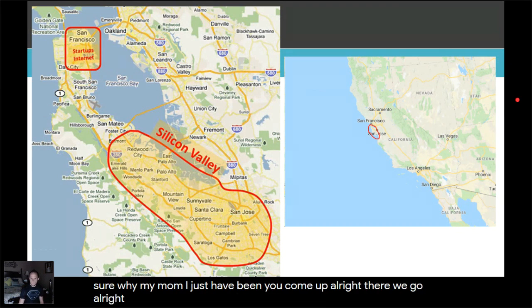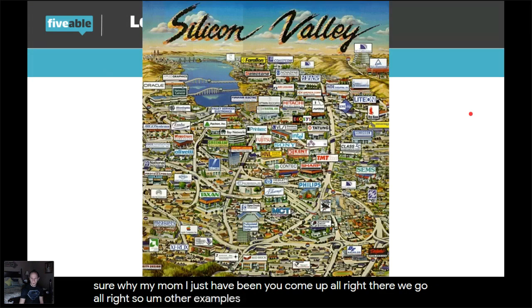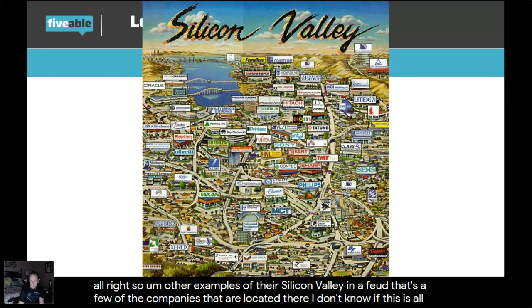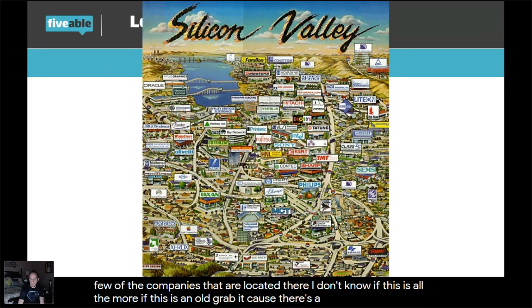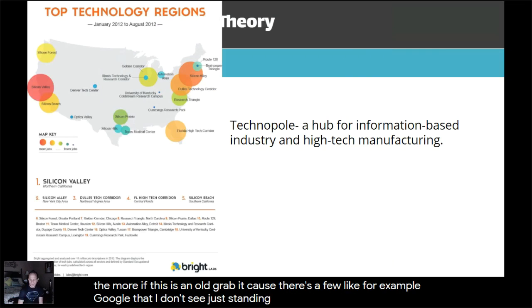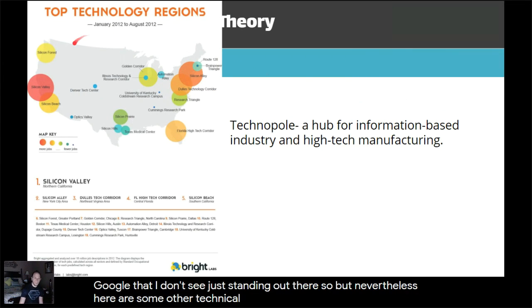All right, so other examples of where there's Silicon Valley. That's a few of the companies that are located there. I don't know if this is all of them or if this is an old graphic, because there's a few, like Google, that I don't see standing out there. But nevertheless, here are some other technopole regions. So there's your Silicon Valley, the biggest and baddest of them all.